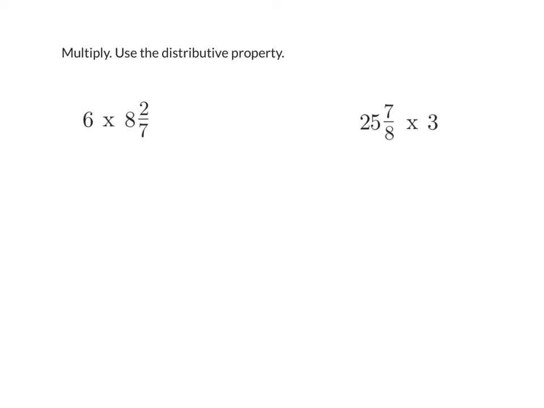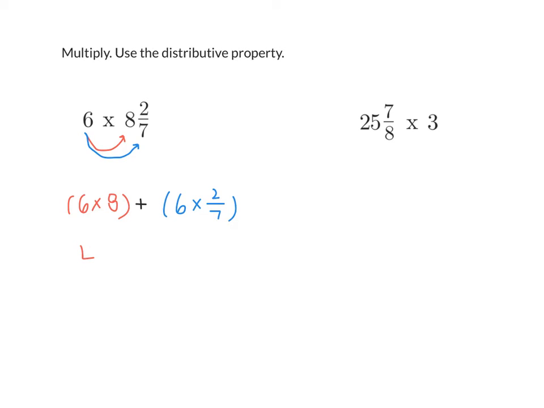Now that we've reviewed, let's try it ourselves. We have 6 times 8 and 2/7. What do I need to do for that? I'm going to distribute the 6 to the whole number part, to 8. I'm going to distribute the 6 also to the fraction part, to 2/7. So our first part would be 6 times 8. And to that, we would add 6 times 2/7. Then it becomes easy to solve each part.